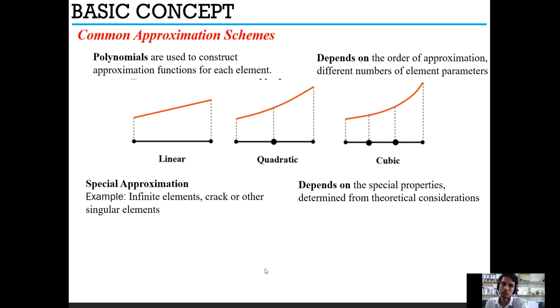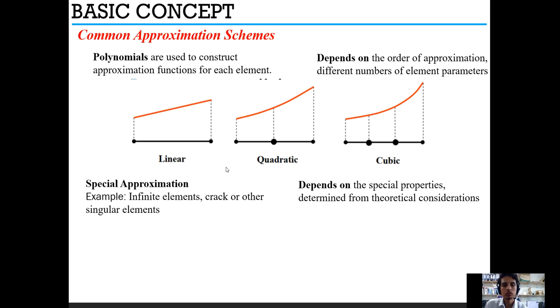Polynomials are constructed as approximation functions for each element. So for each element we need some polynomials that depend on the order of the approximation and different numbers of element parameters. And there are some special approximations that depend on special properties determined by theoretical consideration. You can see this is the basic orientation: linear, quadratic. In the quadratic, some of the points will be in the middle, and in the cubic, it represents the order of the polynomials, and the figure is quite like that.